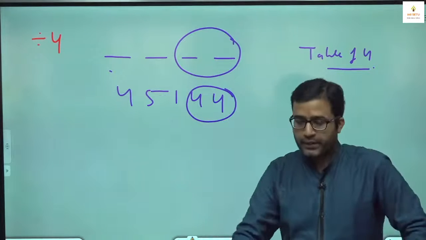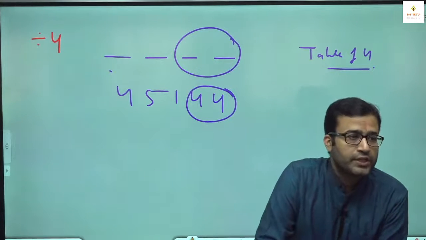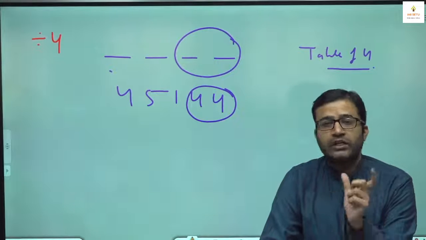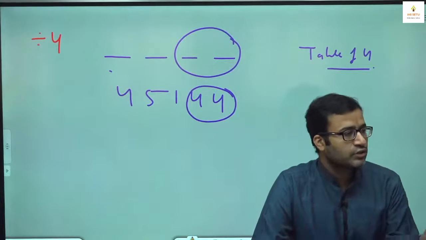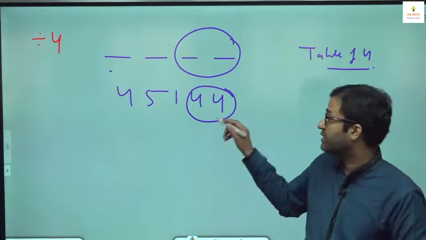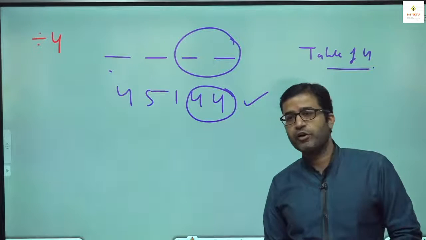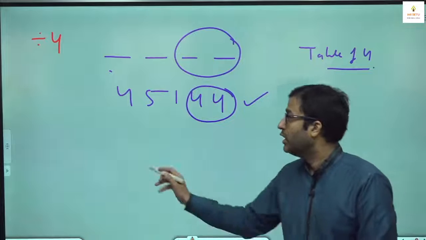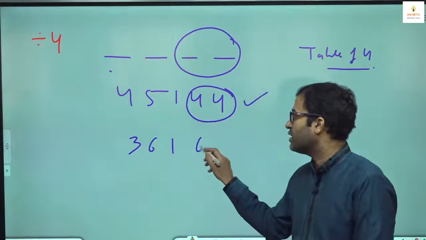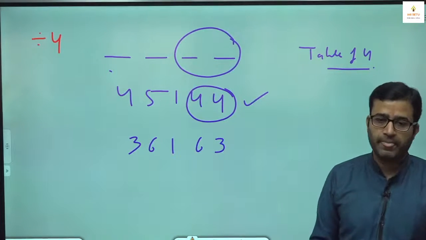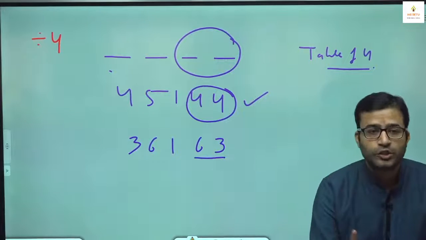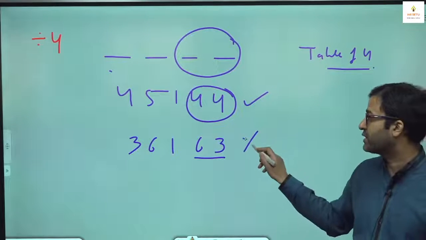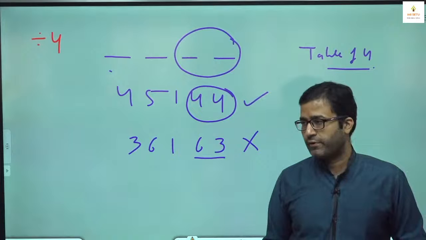I come to the topic. Divisibility of 4 is, here the rule is we check only the last 2 digits. If the last 2 digits are divisible by 4, it means this complete number is divisible by 4. So 45,144 is divisible by 4. If I say 36,163, this 63 is not divisible by 4, it means this complete number is not divisible by 4.